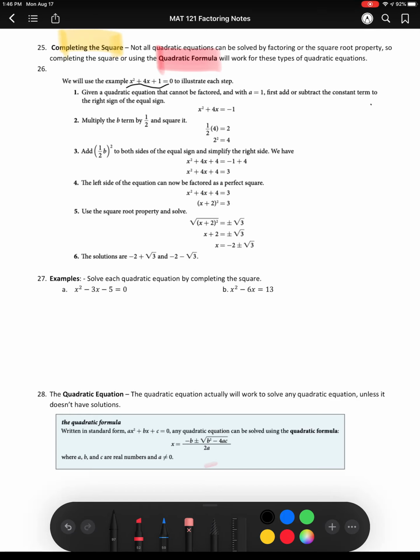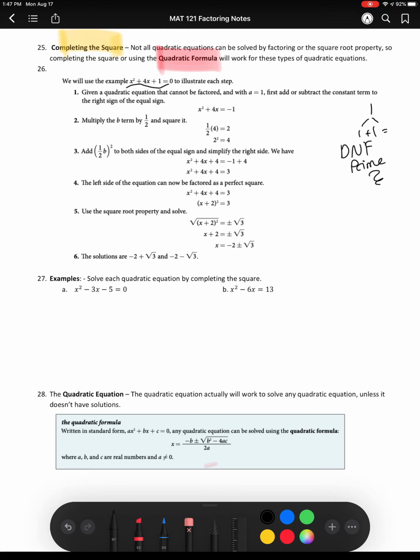With a quick check, you can see it doesn't factor. A times c is 1. There's no factors of 1 that are going to add up to 4. So it does not factor, or it's prime. But that doesn't mean we can't solve it. We just have to figure out another way to do it.